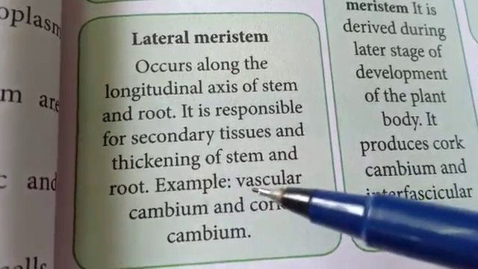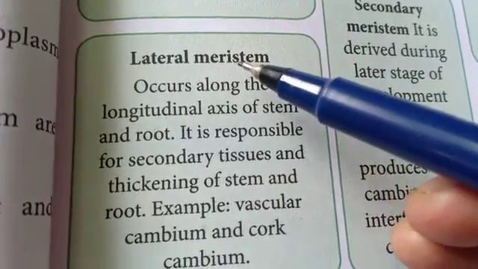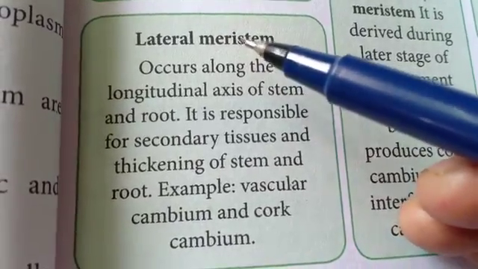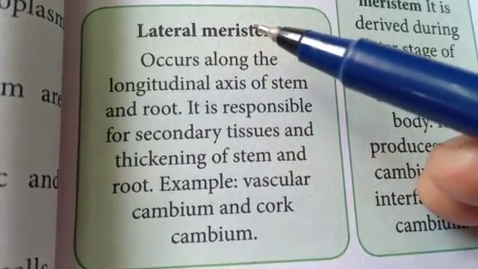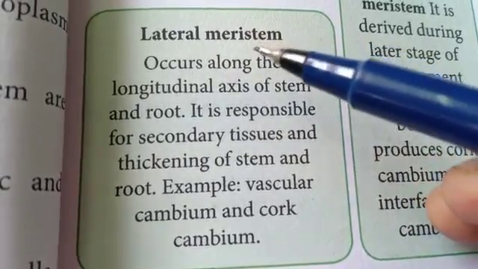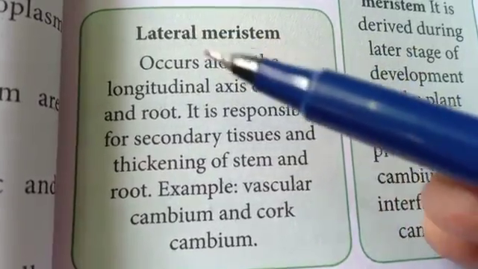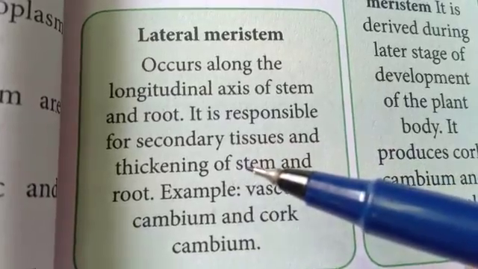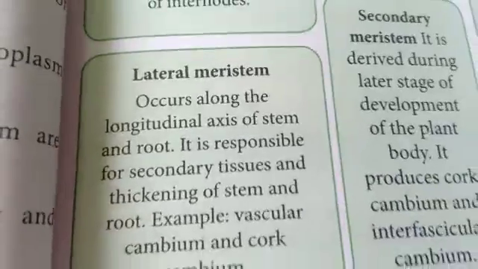So from where do we get this cambium? The cambiums are from the meristematic tissues, the cells which are undergoing continuous cell division. Which type of meristematic? Lateral meristem. So this is from where we get our cambium. So cambiums are formed from the lateral meristem, and this lateral meristem is used for thickening of the stem, and examples are our vascular cambium and the cork cambium.